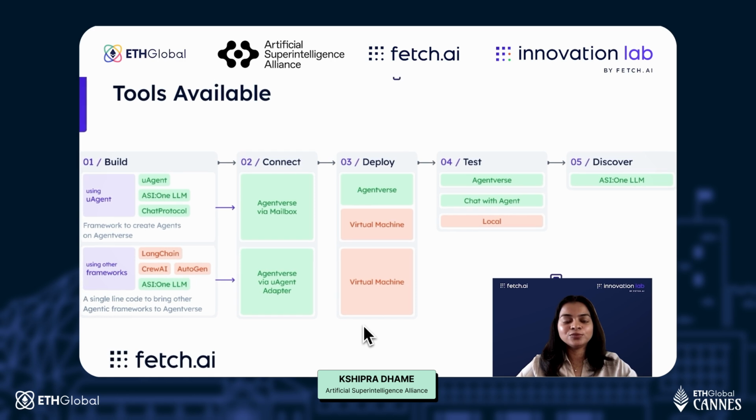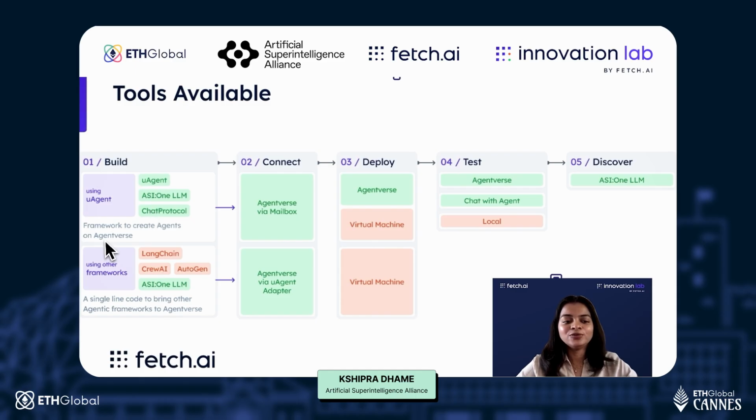Now, let's look at the tools available for you to build agents and to deploy them during the hackathon. So first of all, to start building your agents, you can use UAgents. And if you want your agent to be smart enough, you can also have the ASI1 LLM integrated in it and have the chat protocol if you want to talk with your agent in natural language.